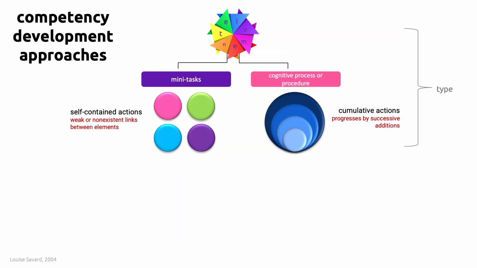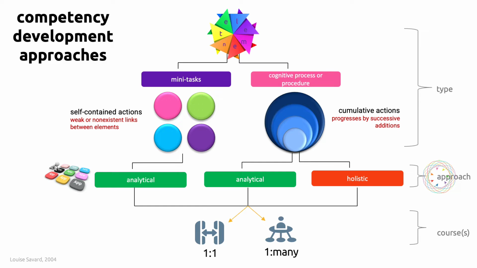If you recall from a previous presentation, competencies can be formulated as objectives related to discrete actions with weak or non-existent links between them, or as a cumulative process where each action builds upon the next, such as the case of a cognitive process or a procedure. The cumulative type of competency can be developed either with an analytical or piecemeal approach or a holistic approach. This is the subject of this video.